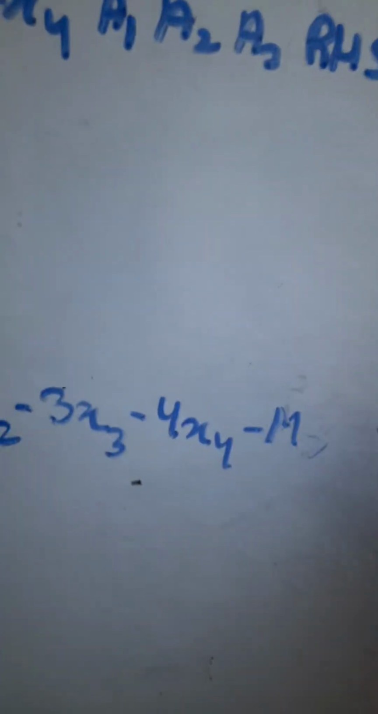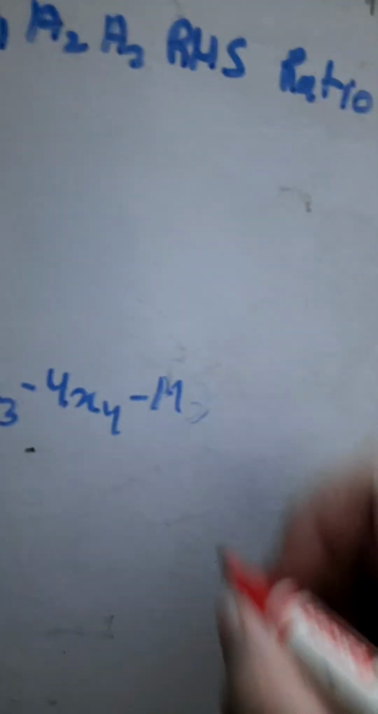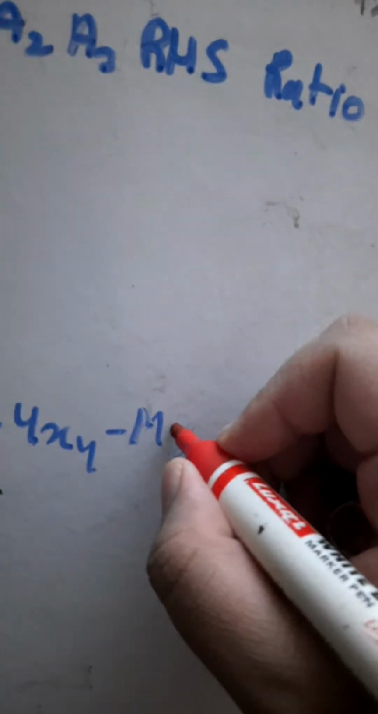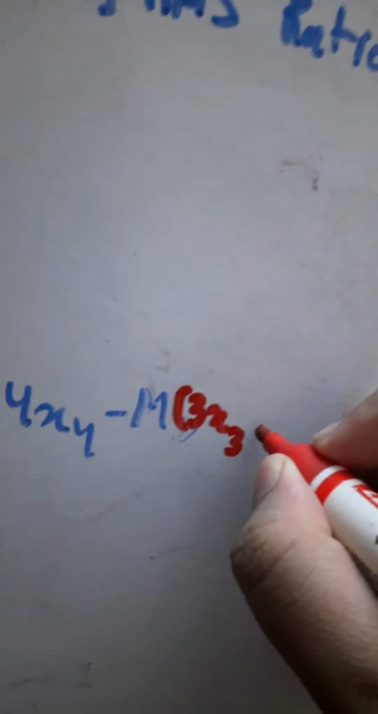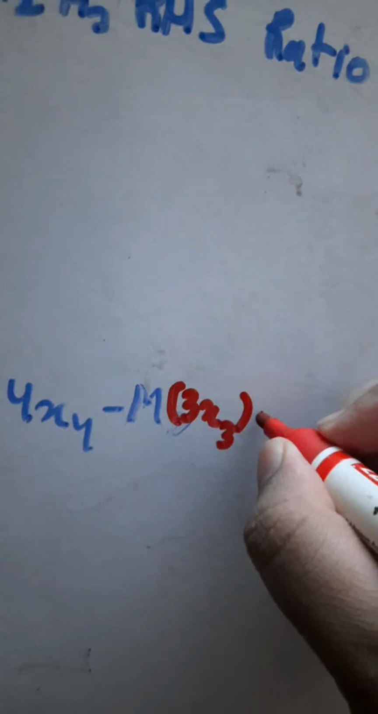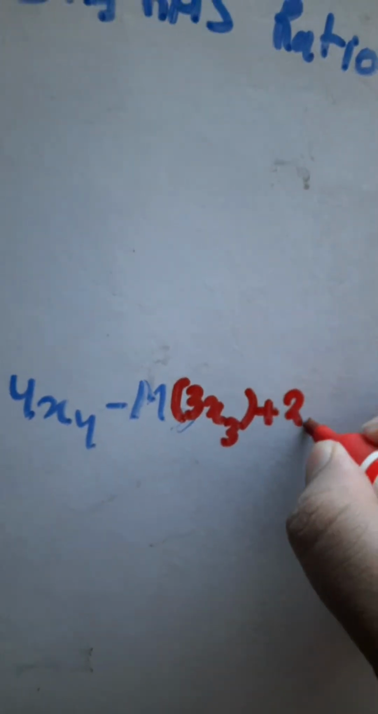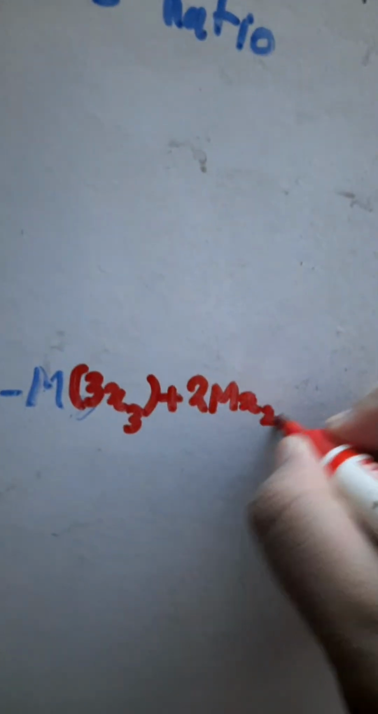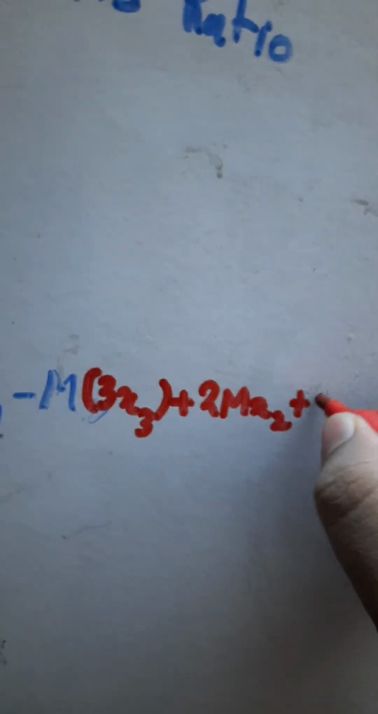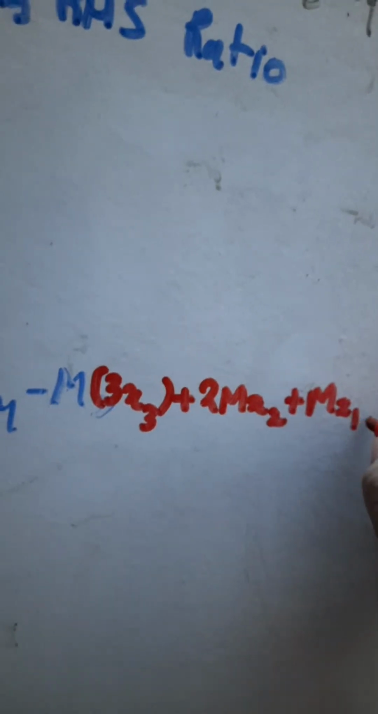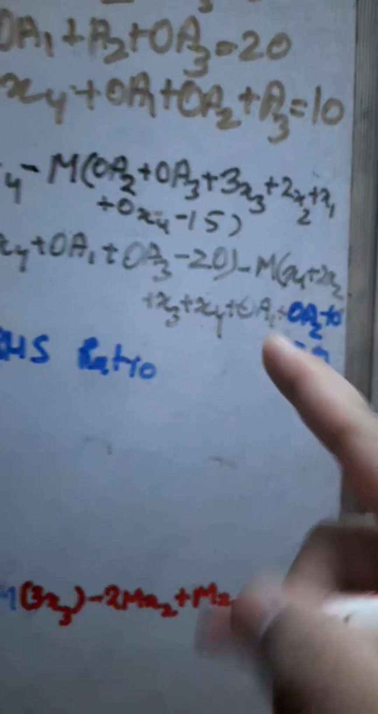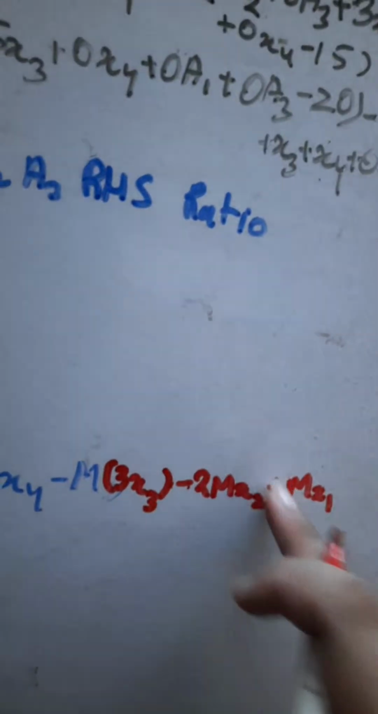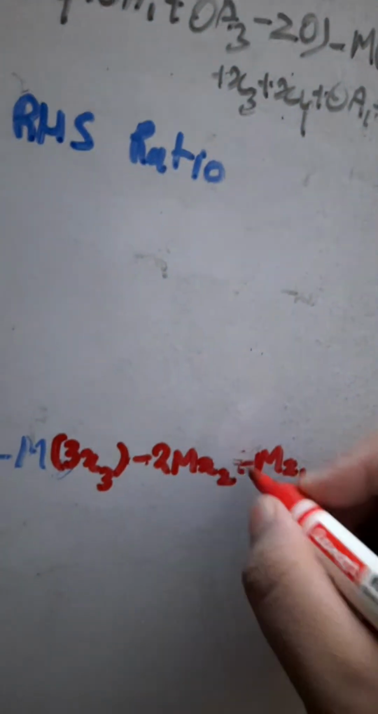Yeah. M into 3x3 plus 2m x2 plus mx1. Oh, sorry, not plus. Everything would be multiplied by minus because minus was multiplied in the bracket everywhere and everything is positive, so they would change signs into negative. Okay.